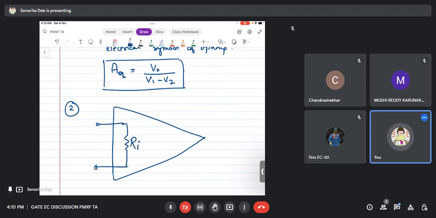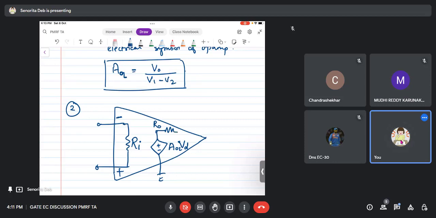There is Ri. This was the negative terminal, this is the positive terminal. So between the positive and negative terminal there is an input resistance. And here we say there is a voltage controlled voltage source. It has a series resistance because it's a non-ideal thing, so this will have a series resistance R out.